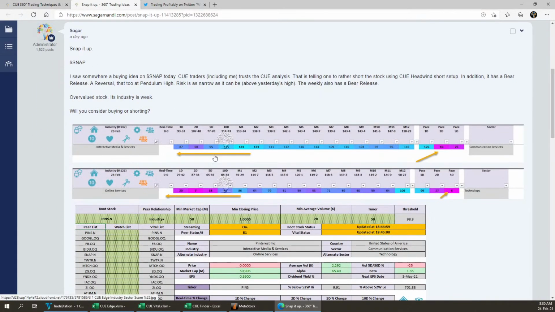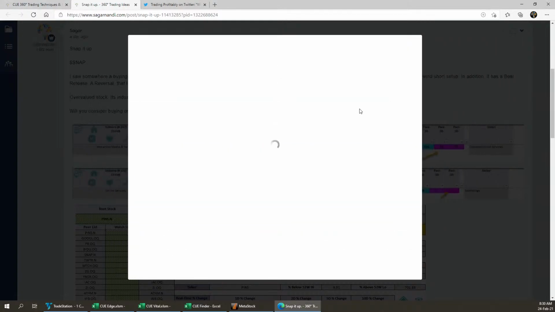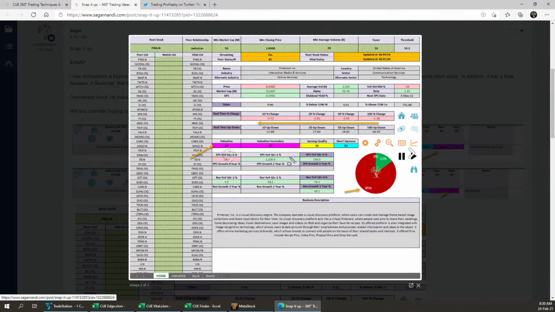I shared an analysis on Snap that was at Monday's close. I saw Snap's industry, interactive media and services, that was showing deceleration. These are snapshots from Q Edge, Vital and Global or Elite. The industry was stronger earlier, it was weakening, and the pace columns were showing deceleration. That led me to look for shorting opportunities. I found Snap. Okay, this is not Snap, sorry. This is Pins in the same industry.